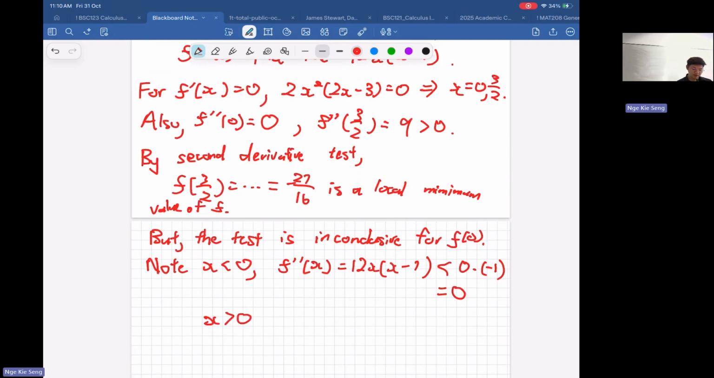But if x is greater than 0, what do you get? Then your second derivative is greater than 0 times negative 1, which is greater than 0. So actually f of 0 is an inflection point.